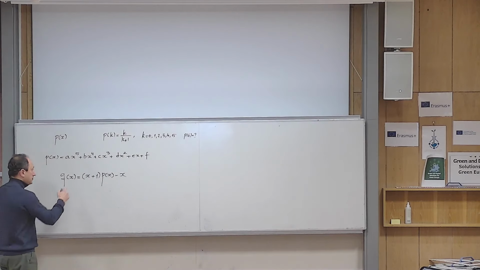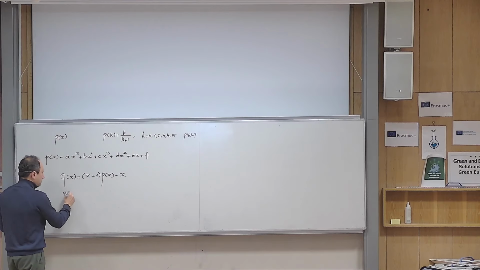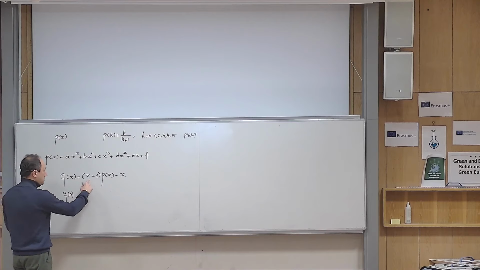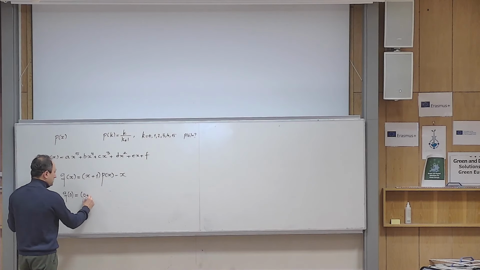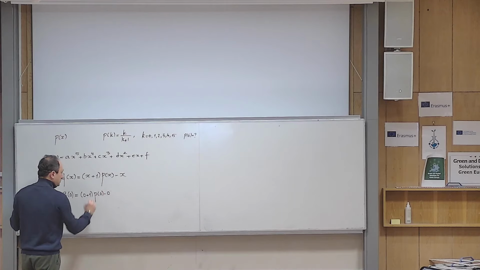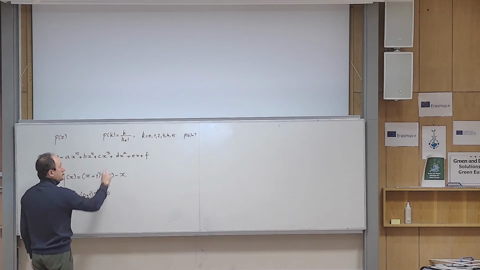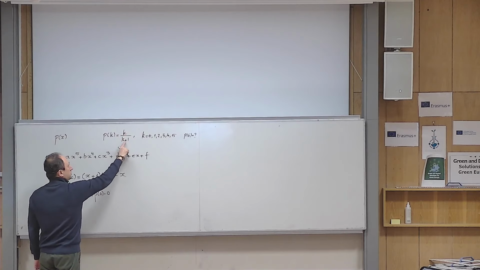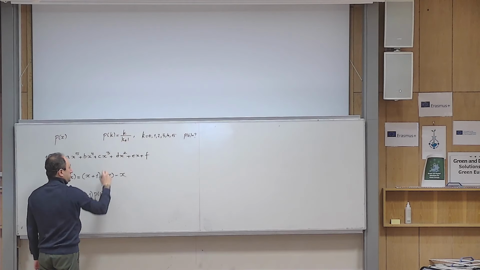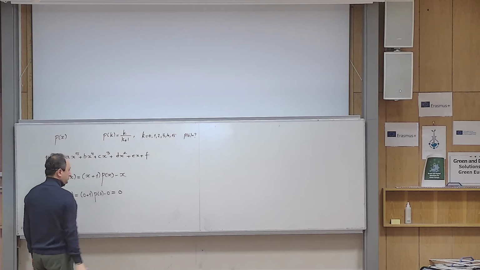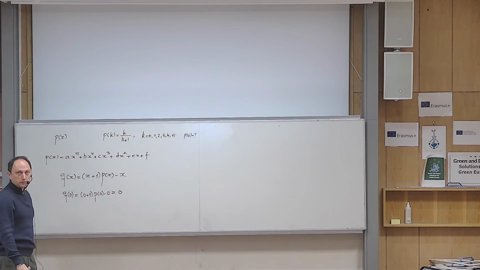Let us see. Let me calculate q of 0. What happens? This becomes 0 plus 1 times p of 0 minus 0. But what is p of 0? P of 0 is 0 over 0 plus 1, so p of 0 is 0. So it becomes 0. So q of 0 is 0.